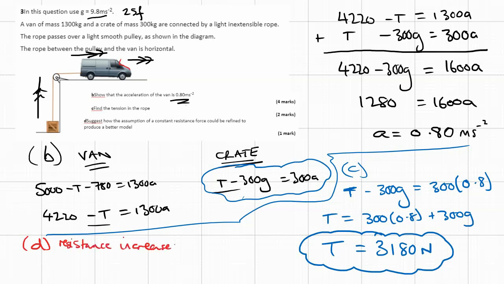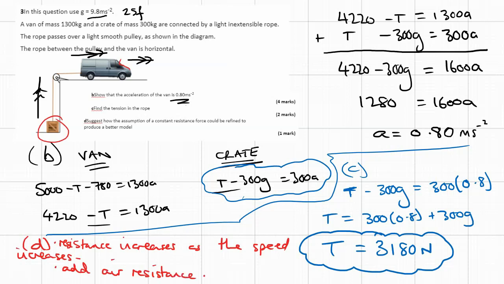increases as the speed increases. We could also say something about, I mean they neglected air resistance on the crate, so we could add air resistance. If air resistance gets added to this crate, that's a further pull down. That means that's going to increase the tension, increasing the tension around here, and then increasing the resistance on the van as well. So there are two options.